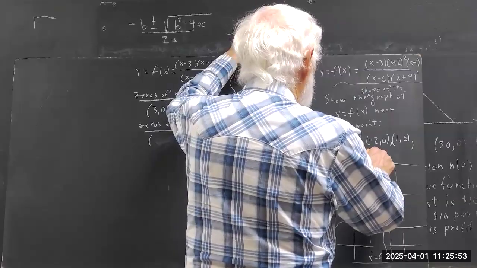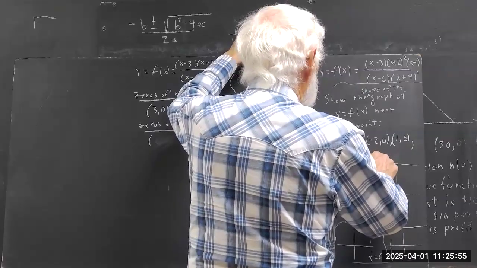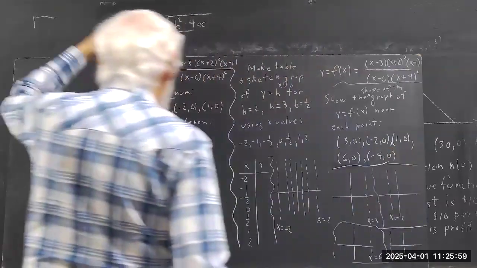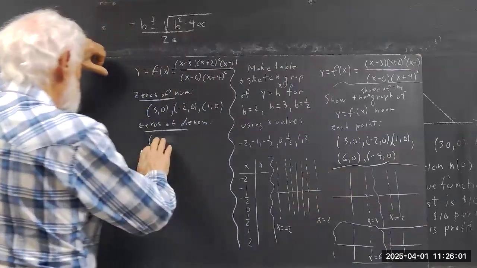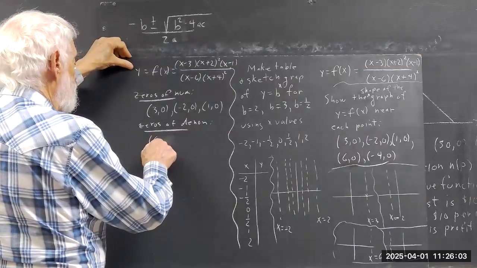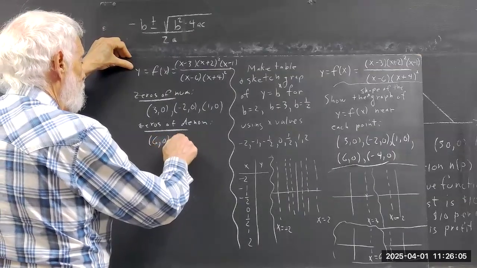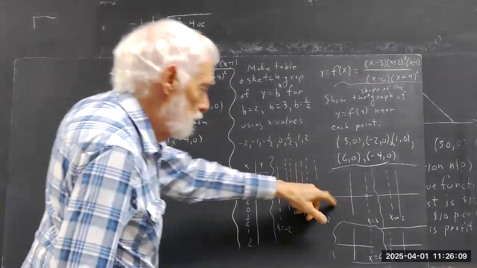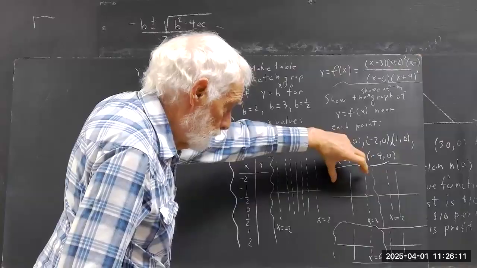Not -6, 0, but 6, 0, and -4, 0. So I wrote that down carelessly. So we have 6, 0, -4, 0. Now, these pictures that I have here, I have a separate picture.